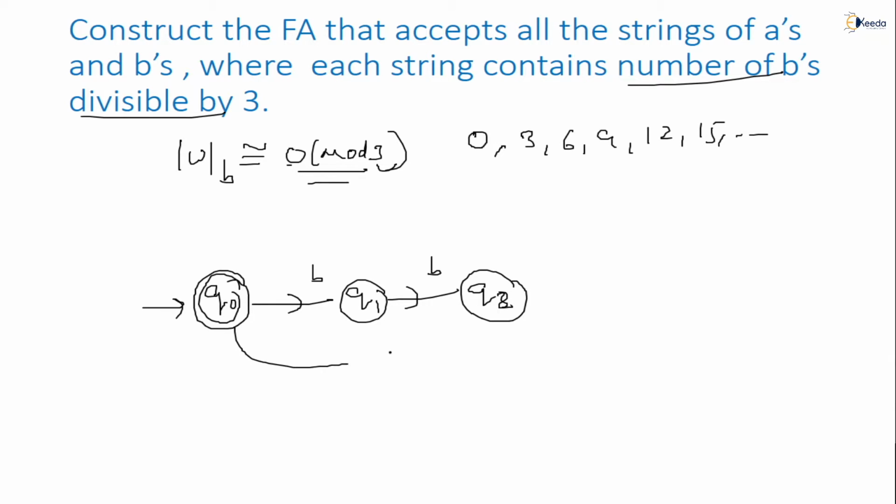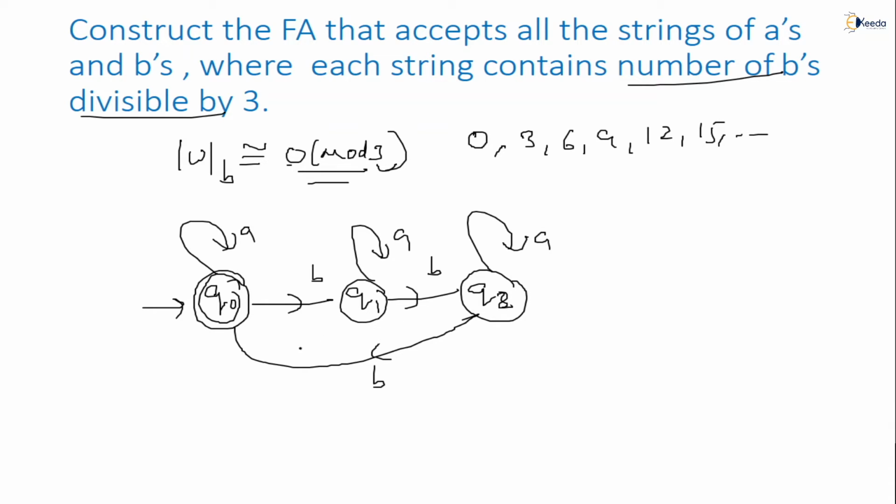Then if you get 3 B's, accept. 4 B's reject, 5 B's reject, 6 B's accept. Like that. And there is no restriction on A. I can repeat any number of A's here, any number of A's, no restriction at all.